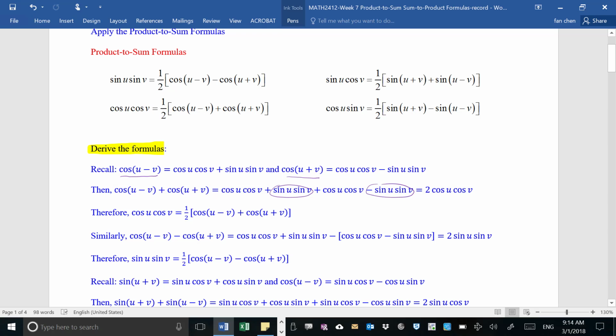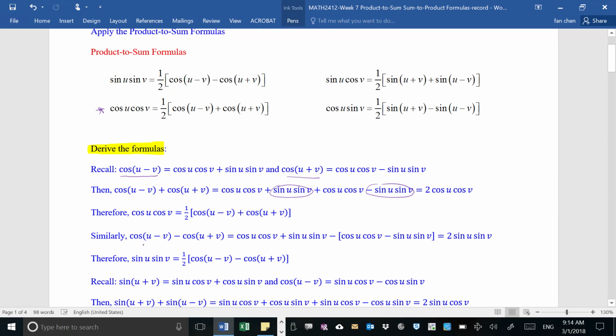Therefore, you divide both sides by 2, and you get cosine u cosine v equal to half of the cosine of the difference of the two angles plus the cosine of the sum of these two angles. So that is the formula. This is where the formula comes from.